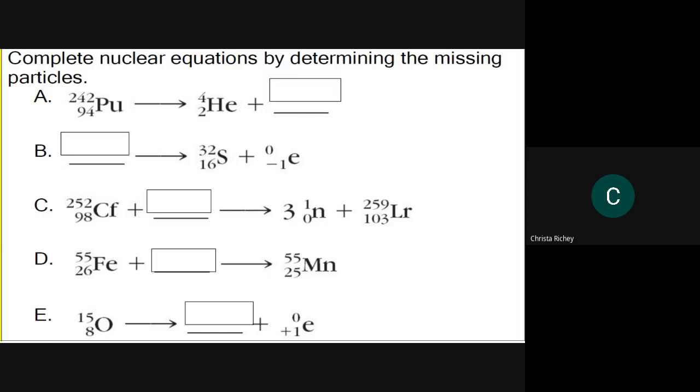Let's see if I can figure out what this one's supposed to be. 98 to 103 is a difference of 5. Yeah, I don't know what that one is. Ignore C. I'm going to have to ask Youngman what the heck this even is because I've never seen it before. Californium to Lawrencium.